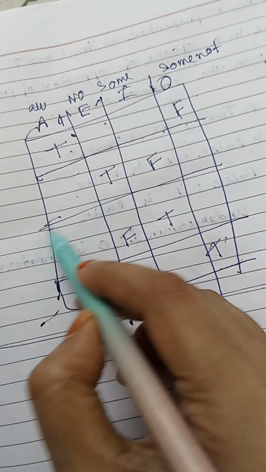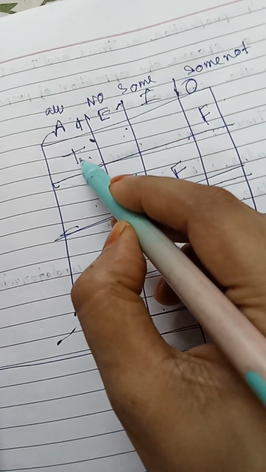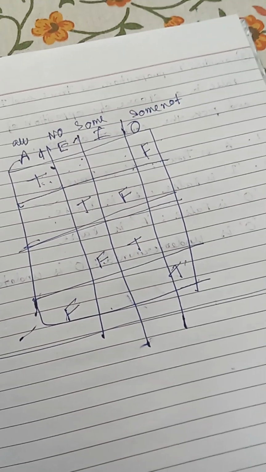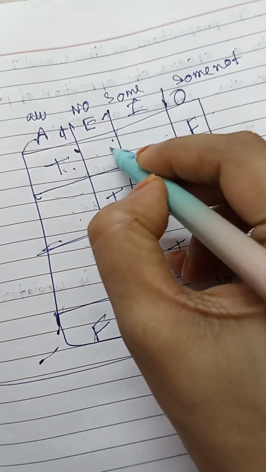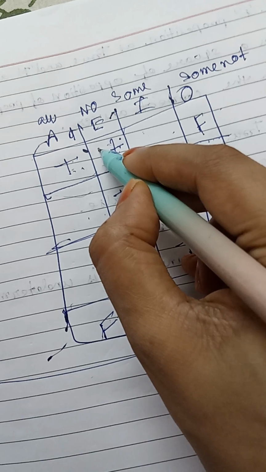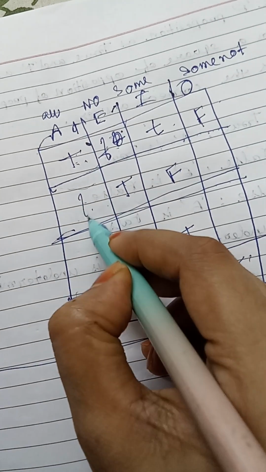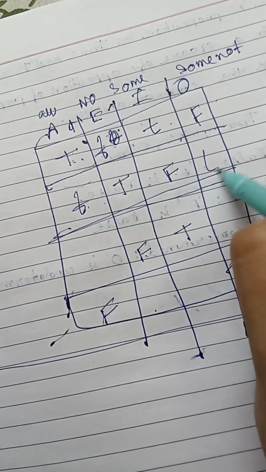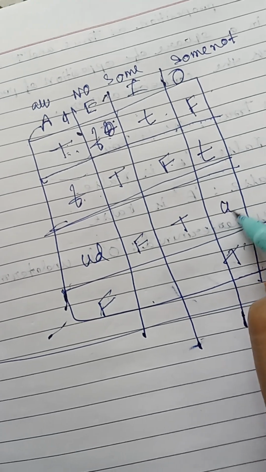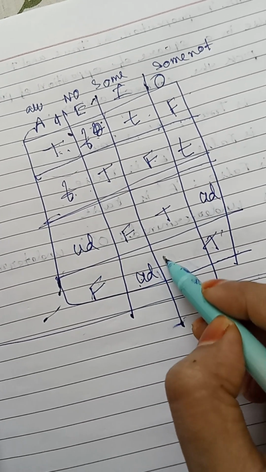Okay, so this is called the first half, and this is called the second half. In the first half we will write T and F, but in small letters. So F, then again T and F: here F, T, F and T. Here in the second half we will write U for undetermined.